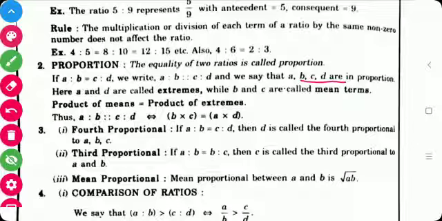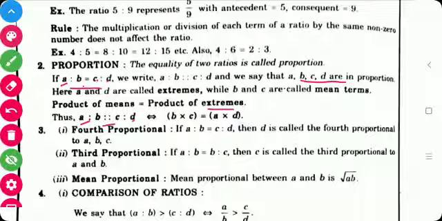Here A and D are the extreme terms and B and C are the mean terms. Okay, and the formula is product of means is equal to product of extremes. Means for this example, product of A into D is equal to B into C. A into D is equal to B into C.